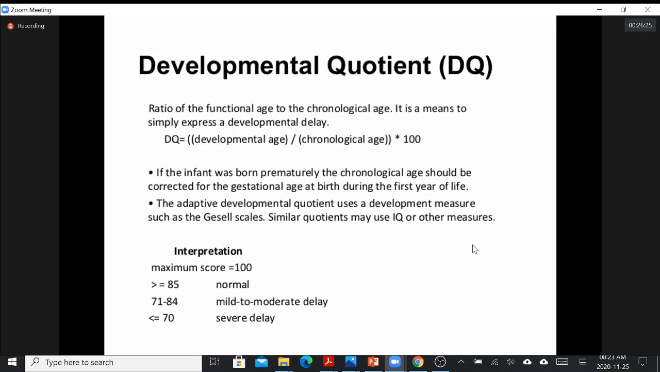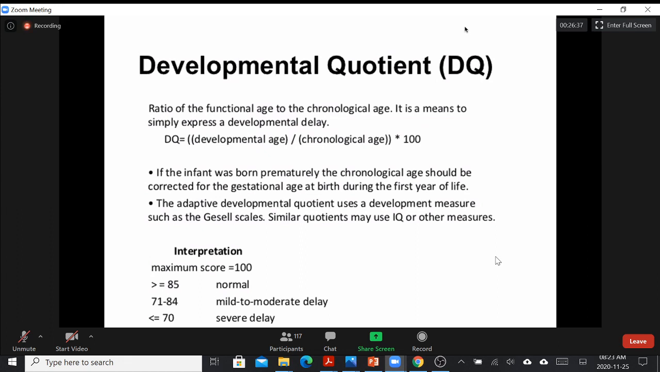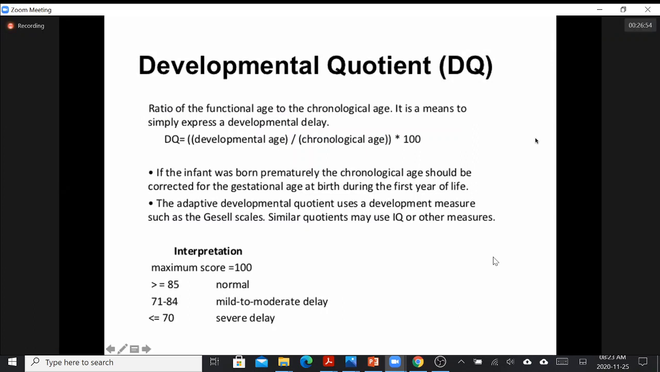So for example, we take a child who is 1 year old and the child can only lift the head with support. Right? So can I ask you, what is the developmental age for gross motor for this 1 year old child? 3 months. Yeah, let's say 3 months or 4 months. Good. And what is the chronological age? 1 year. So if we are writing it as a fraction, how will we write? 3 upon 12. Very good. So that is 1/4 into 100. Right? So we will get it as 25%. Right? So that is how you calculate the developmental quotient.